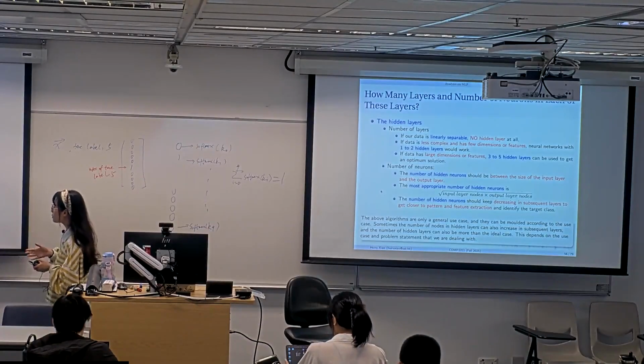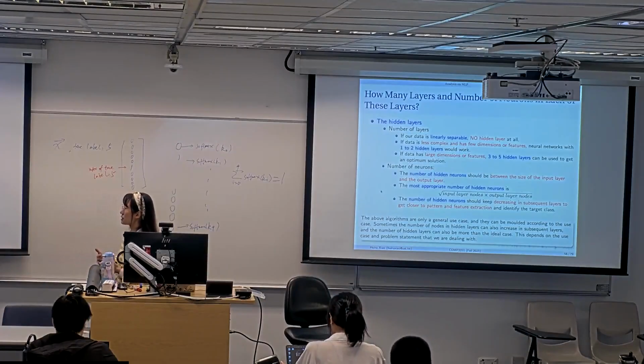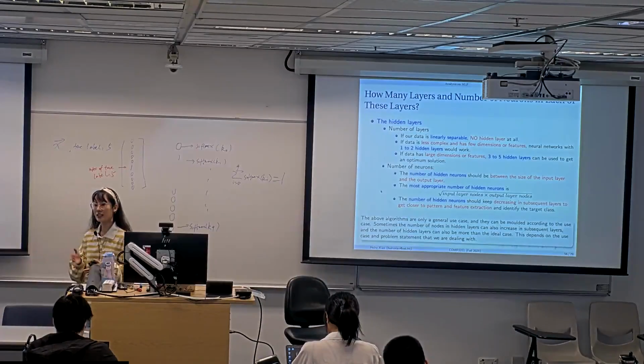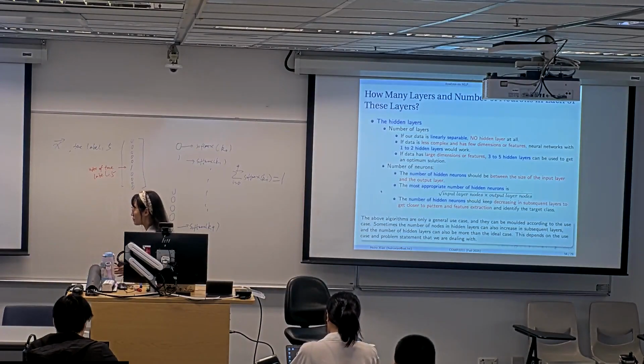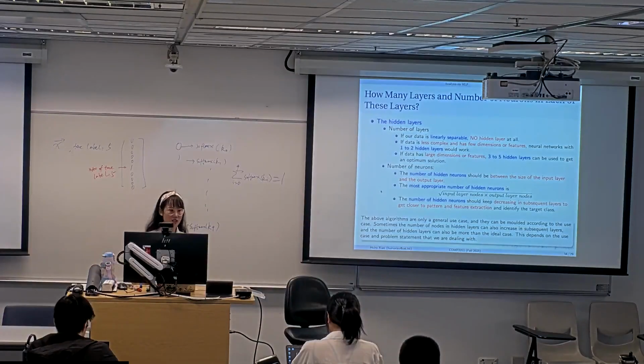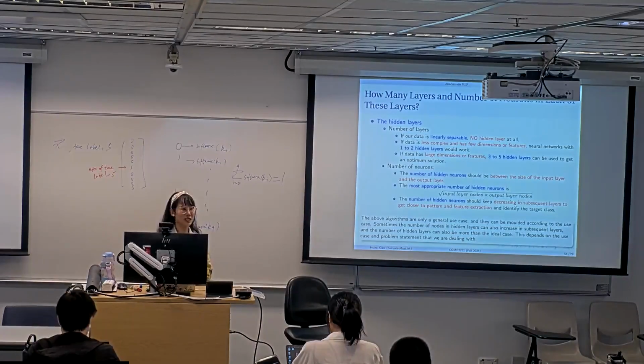So sometimes the number of nodes in the hidden layer can also increase in the subsequent layers, and the number of hidden layers can also be more than the ideal case. This depends on the use case and problem statement that we are dealing with. Usually, you still need to adjust your model structure by yourself to have different attempts and to see which is best for your data and for your task. And usually this requires some time to choose.